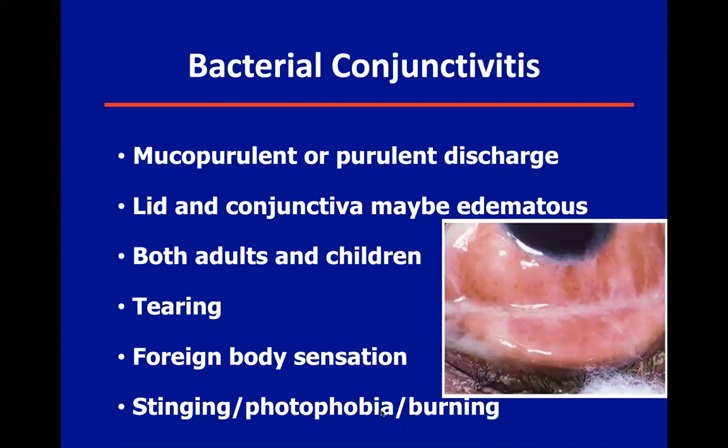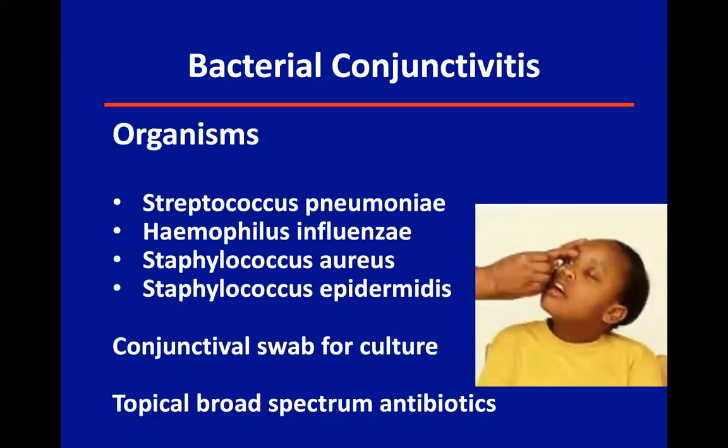Bacterial, as we see, what you're seeing here, this is actually just the Q-tip. I'm holding the lid down. In purulent or bacterial conjunctivitis, you have a mucopurulent or purulent discharge. I will tell you this is usually bacterial, and it can occur both in adults and children. They will complain of tearing, foreign body sensation, photophobia. Photophobia means afraid of the light. The photo is light, phobia is fear. So they cannot tolerate the light, burning sensation, or stinging sensation.